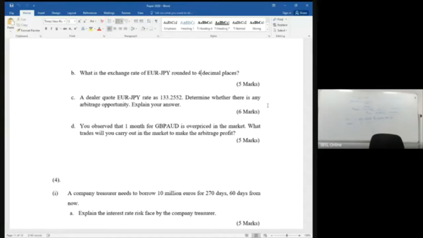Explain your answer. Now you have to tell why. What is the reason for having an arbitrage? Why do you say yes? If you say no, why? That's it. Why do you say there's an arbitrage?